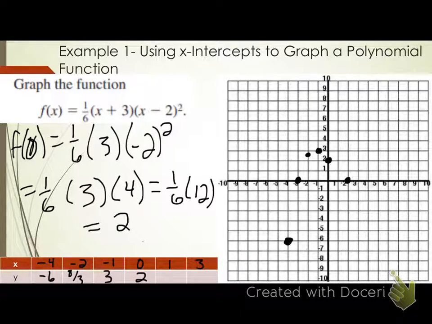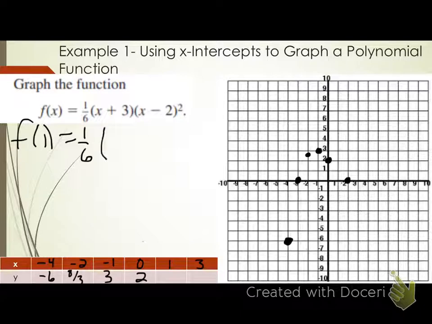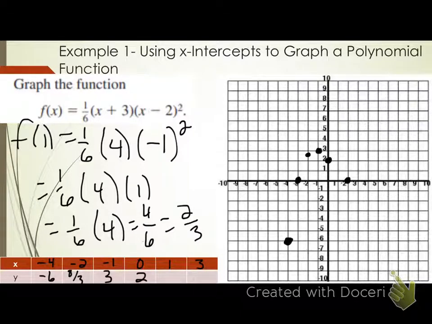I'm going to go through these last two a little quicker. F of 1. 1 plus 3 is 4. 1 minus 2 is negative 1. Negative 1 squared is 1. 4 times 1 is 4. 1/6 times 4 is 4/6, which reduces down to 2/3. So (1, 2/3) would be about there.